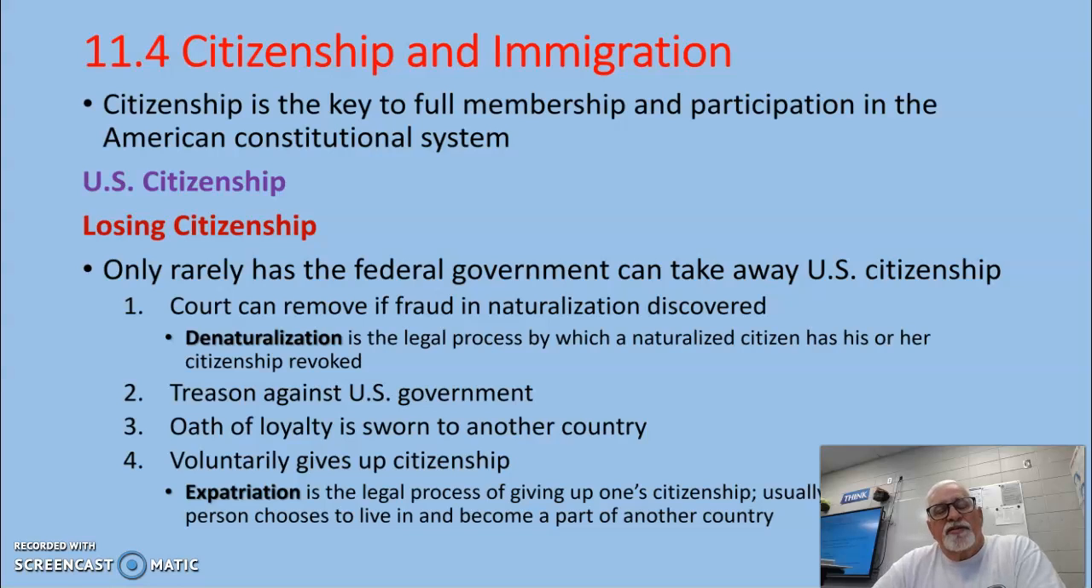This is a process. A court can declare someone denaturalized, that is, the legal process of taking away their citizenship if they discover that their citizenship was obtained through fraud. For instance, if you watch Magnum PI, the new one, there's that question of getting married. Did you get married because you really love the person or because you want to become a U.S. citizen? You can lose your citizenship by treason against the U.S. government. You swear an oath of loyalty to another country, or people occasionally just voluntarily give it up. Not very often, but that does happen some. And expatriation is the legal process of giving up one's citizenship. Sometimes it occurs when a person chooses to live in another country.